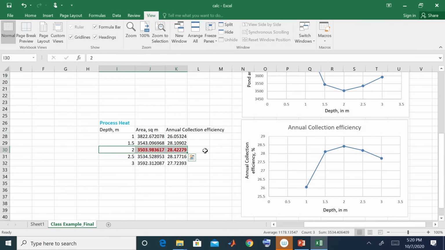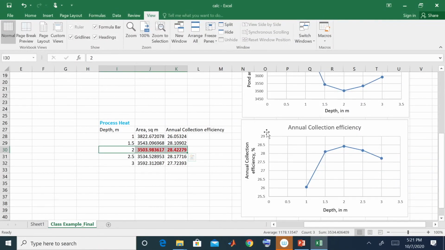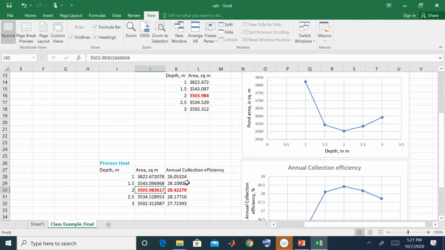So, L2 equal to 2 meter is the optimum value for maximization of annual collection efficiency as well as the performance of the solar plant. Okay. So, that is how it is shown here. It starts from 1 and increases, and then it reaches a maximum at 2 and then decreases. So, this depth is optimum, and this surface area is the optimum surface area for getting the maximum performance. Okay.